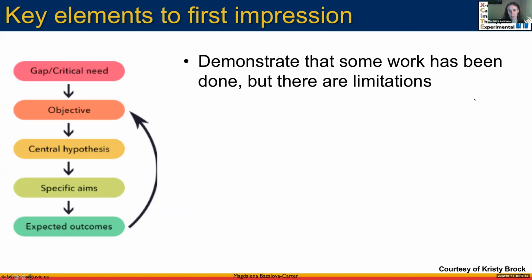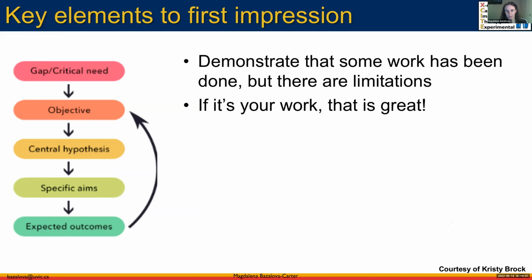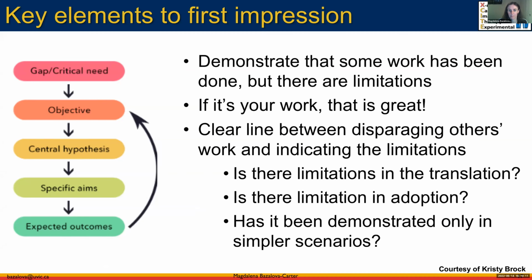So you need to demonstrate that some work in that area has already been done, but there are some limitations. If the work is yours, that's great. That works out really well because you already have expertise in that area and you can show that by publications typically. But if it's not yours, you have to be very careful how you frame the limitations, because the people that will be reviewing your grant might actually be the people whose work you're referring to. So there's a need to make a clear line between disparaging others' work and indicating the limitations.